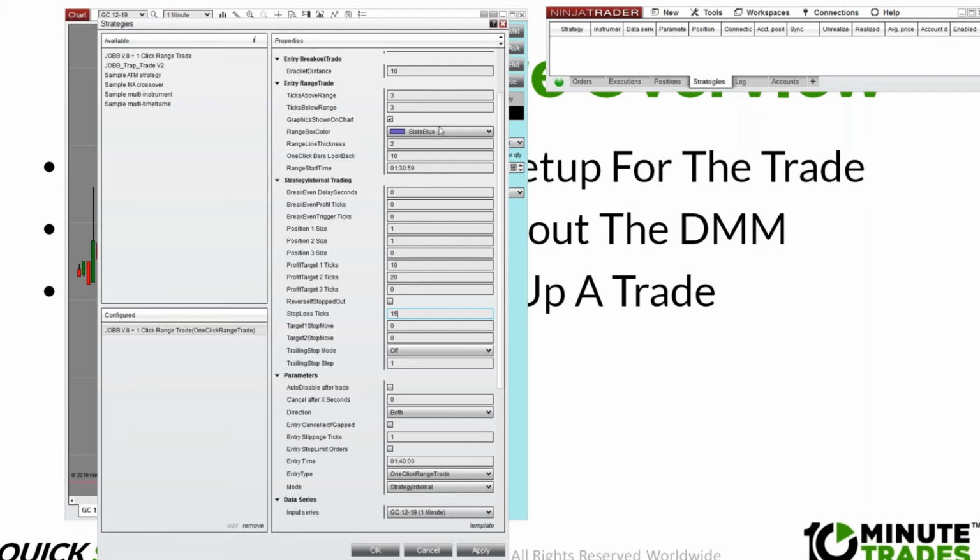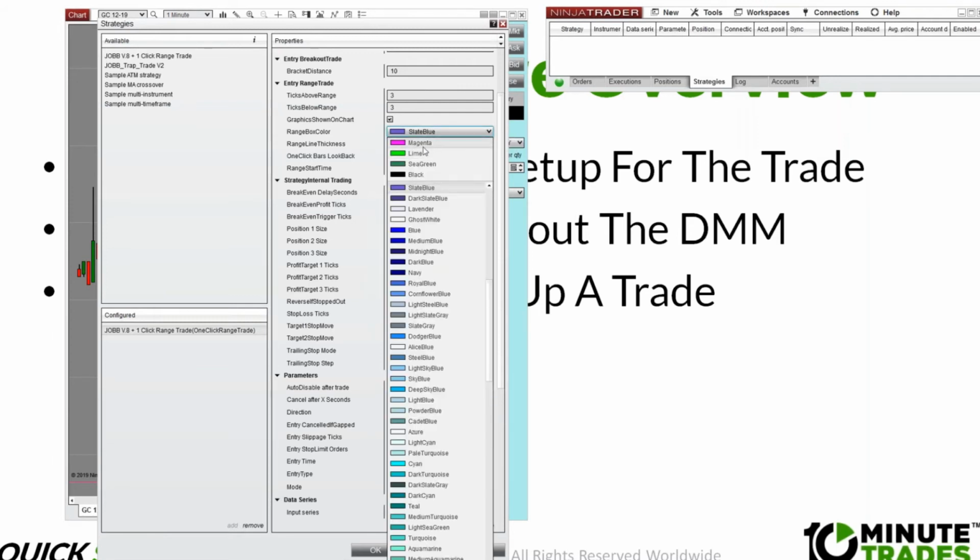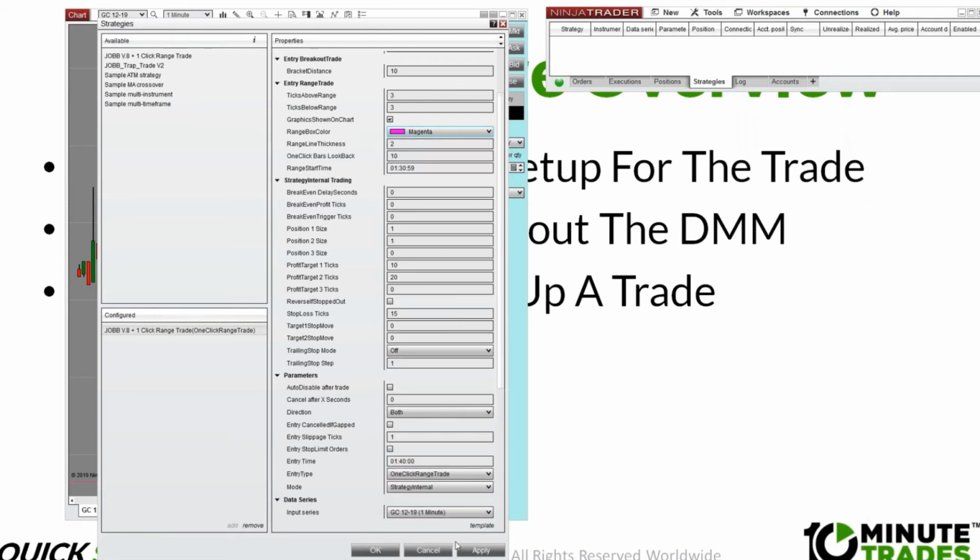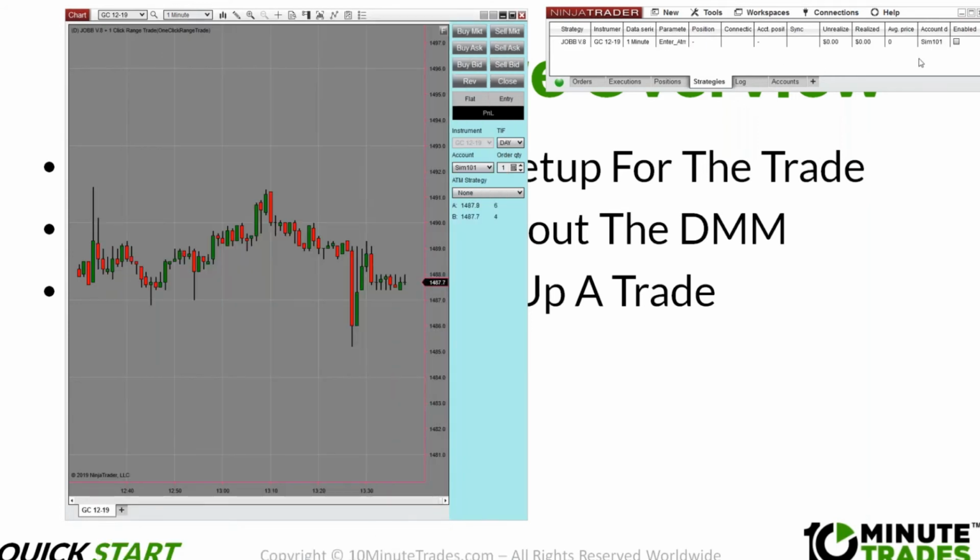I put the range on. I'm going to change the color so it's obvious. I'm going to apply the trade. I make sure it says one-click range trade. Apply the trade and enable the trade. There's my range. Okay?